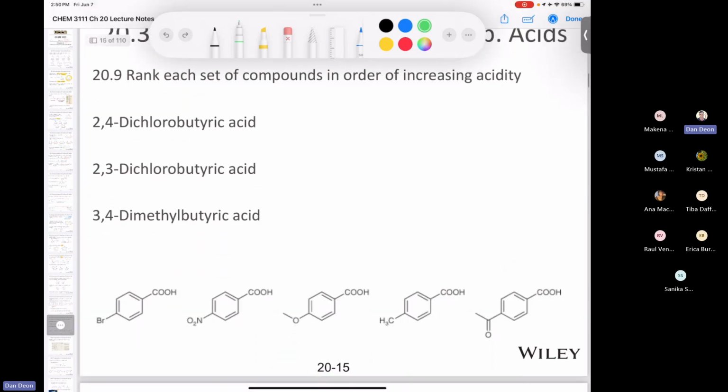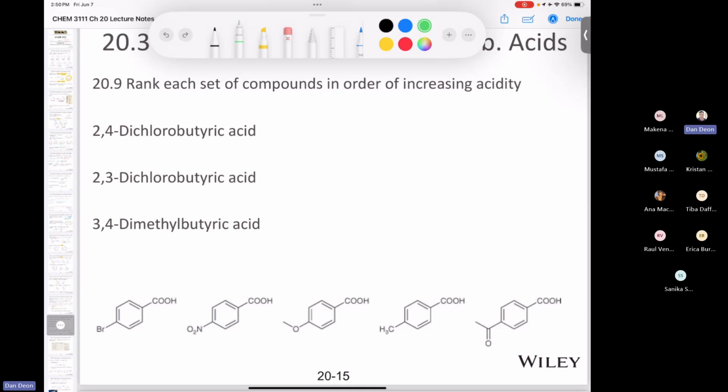All right, so what this question is asking us to do is, again, nothing mind-boggling. It's just sorting out some ideas in our brain. It says, see if you can rank the following compounds in order of increasing acidity. So 2,4-dichlorobutyric acid, let's write that one down. We have butyric acid, which looks like this. We have 2,4-dichloro, so we have something here, and we have something here.